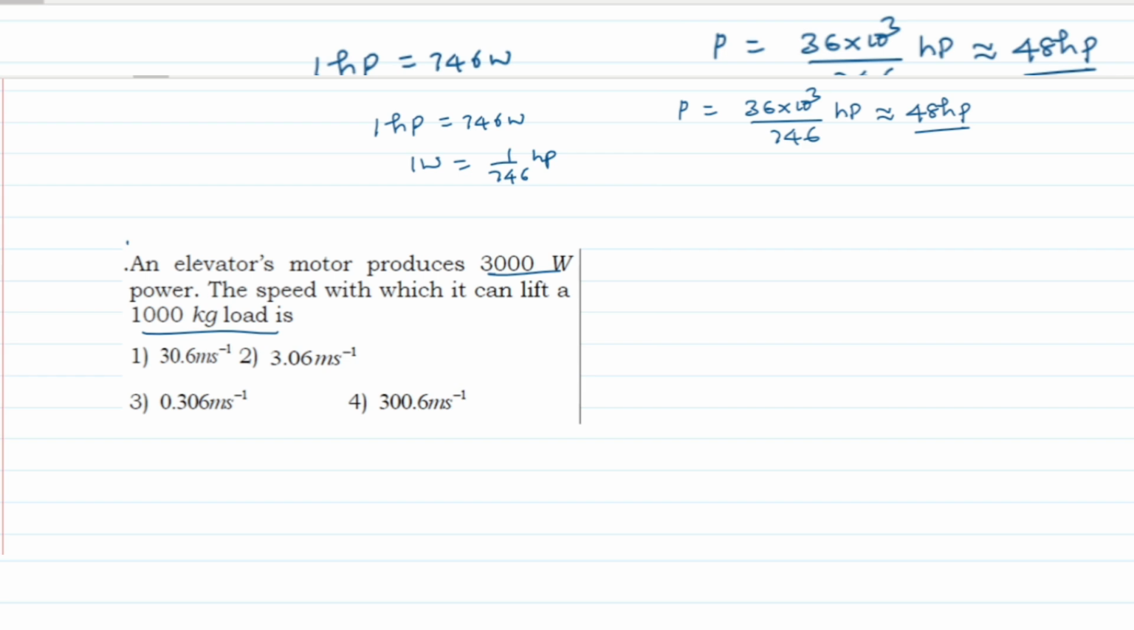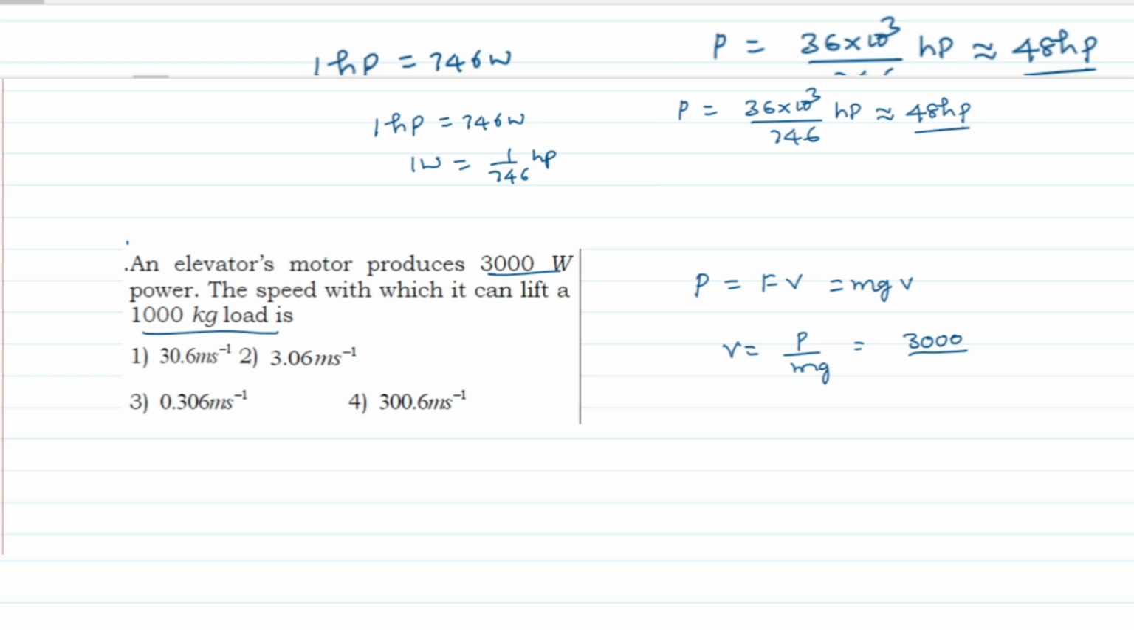So here we just look at students. Here power is given. Power in terms of velocity, we know instantaneous power is equal to F into V. Force is nothing but the weight it is lifting. So here it's nothing but mg into V. So velocity they are asking, V equals P by m into g. Power is already given as 3000 watts.